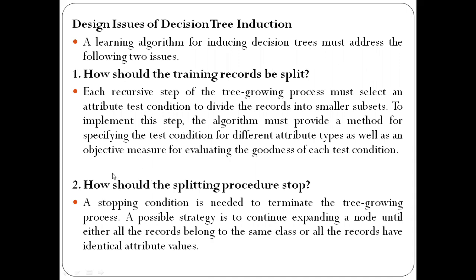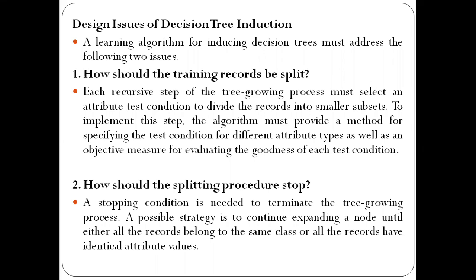The second design issue is how should the splitting procedure stop, or when we must stop the splitting procedure. That is the termination of the decision tree construction process. For that we must have a stopping condition. If you have 100 records, then when are you going to stop the construction of this decision tree, or the splitting of these training records? For that we must have a stopping condition.